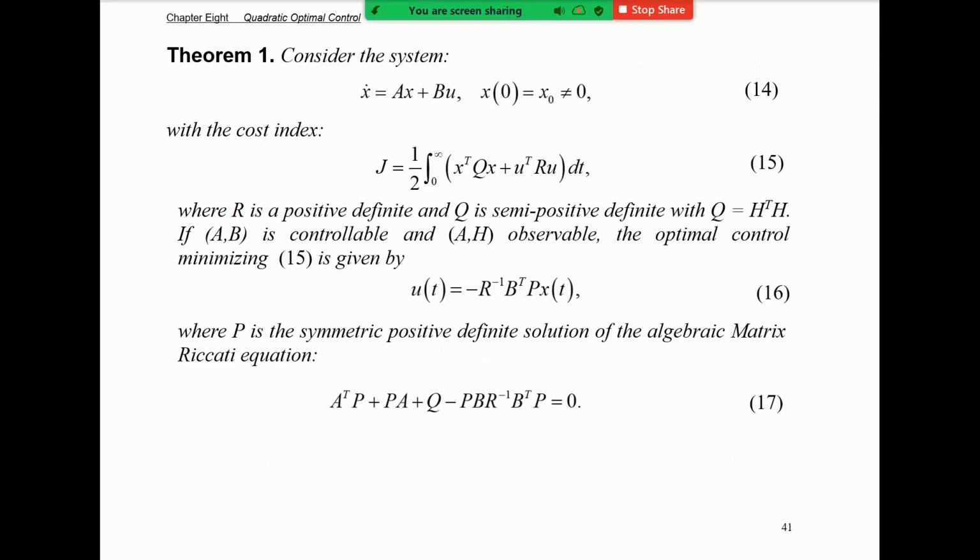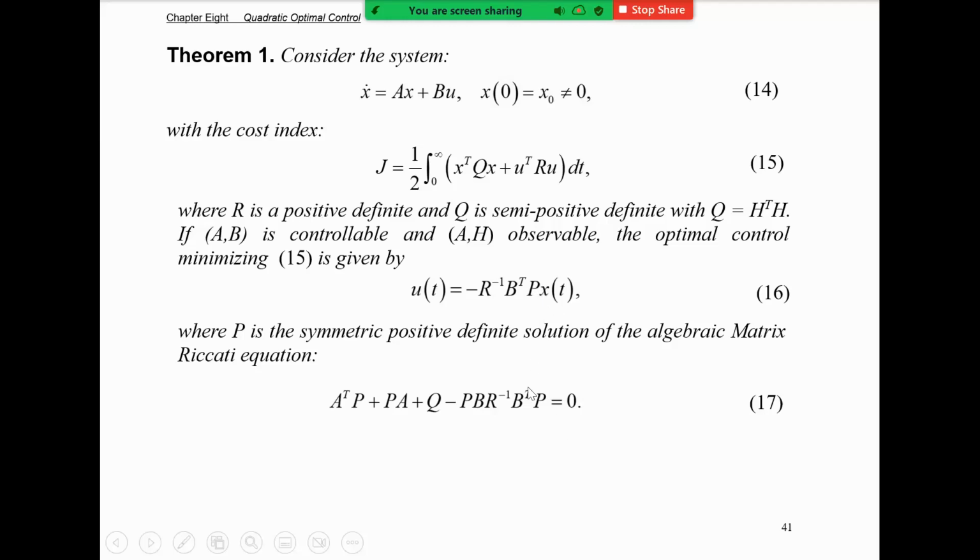Okay, so then let's state Theorem 1. We say, consider the system x dot equals Ax plus Bu. So we have this cost function. Now we know R is a positive definite matrix, Q is semi-positive definite. We will write Q equals H transpose times H. With some conditions, we say if (A, B) is controllable and (A, H) observable, the optimal control minimizing this cost function is given by this state feedback control, and this gain is calculated by this one.